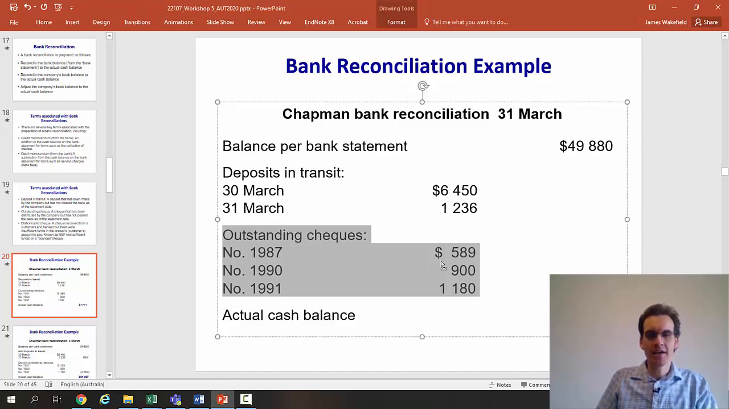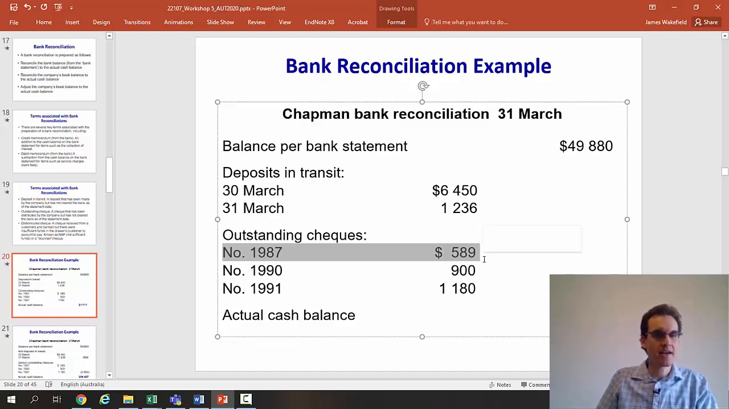So we have three here for $589, $900, and $1,180. The customer may have received the check, but has yet to take it to their financial institution because they may do that in the coming days, or they have taken it to the bank, but the bank has yet to process that particular check. So therefore, again, it has yet to come out of our account.